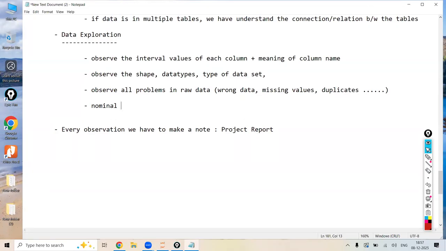I already told you the difference between nominal versus ordinal. For nominal variables you have to make a note, and for ordinal variables you also have to make a note: which are nominal variables and which are ordinal variables. According to that, we have to do the encoding: nominal encoding for nominal variables, ordinal encoding for ordinal variables. So observe which are nominal variables and which are ordinal variables.